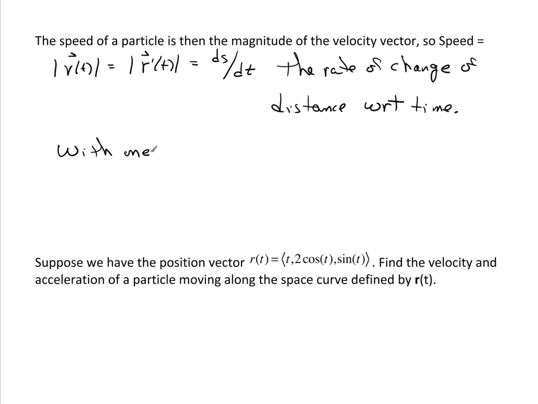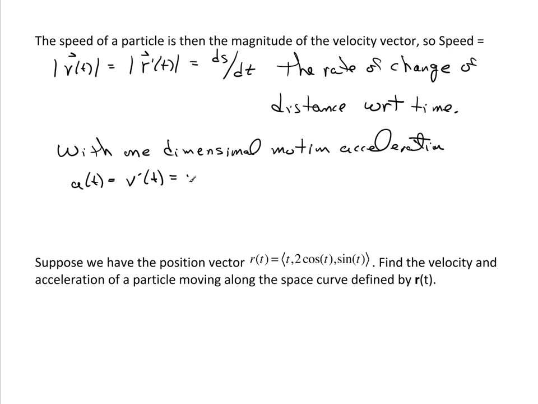With one-dimensional motion, acceleration a of t equals v prime of t, the first derivative of the velocity, which equals r double prime of t, the second derivative of the position vector. So if I make all these vectors, these are all three different expressions that say the exact same thing.